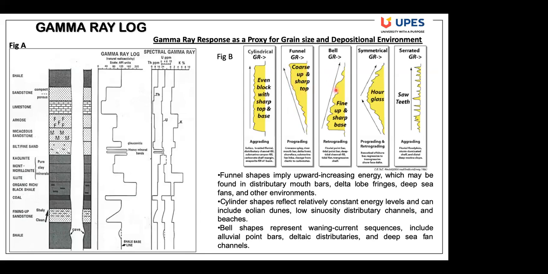Then if it is bell shaped, it represents aeolian point bar, deltaic distributaries, and it can also represent deep sea fan or channels. Bell shape you can differentiate into symmetrical, if there is uniform, the same kind of grains, or serrated, if there is thin shale intercalation with the sandstone. Then you may get the last signature, serrated gamma. This you can find when there is a gradational sequence and there is intercalation of thin shales within the sand layers. These kinds of signatures are important for sequence stratigraphy study also.